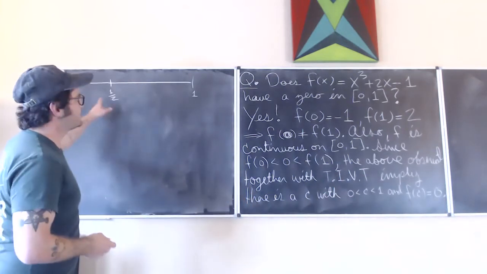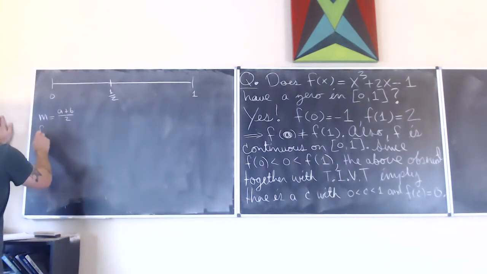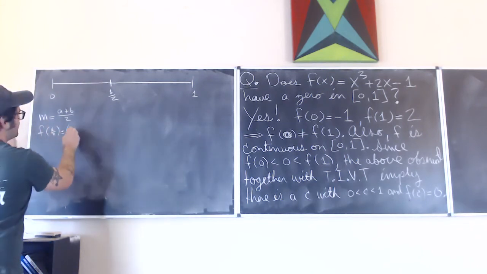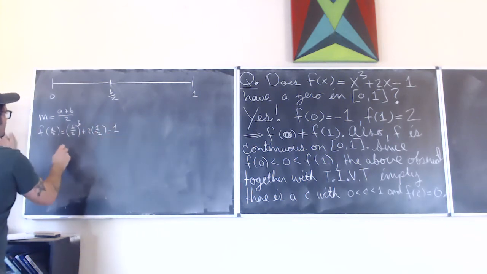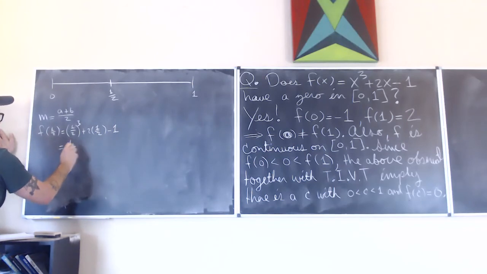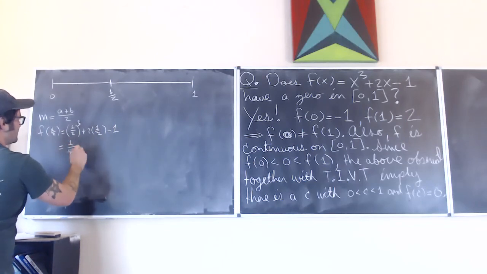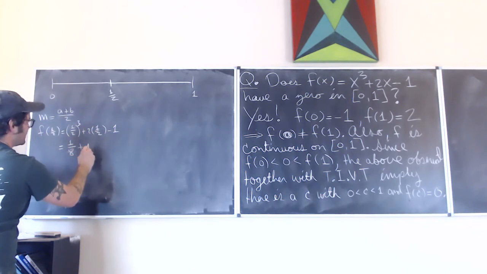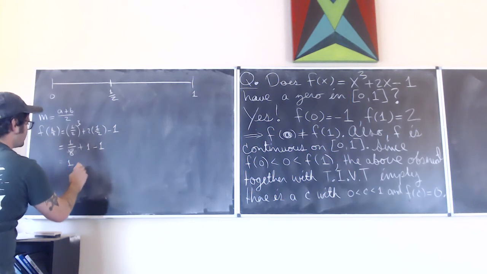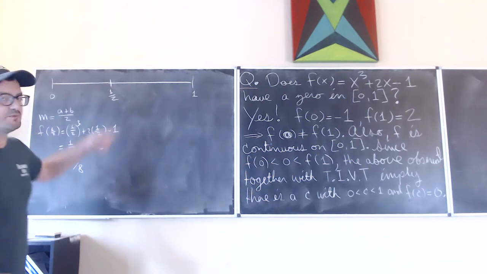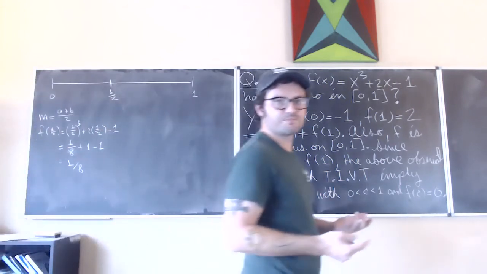So what is f of 1/2, by the way? That's going to be 1/2 cubed plus 2 times 1/2 minus 1. So what is that? 1/8 plus 1 minus 1. So it's just 1/8. So 1/2, the midpoint, is not our 0. Okay.